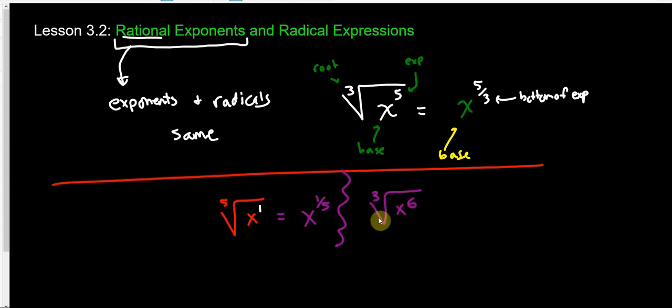Do you remember last lesson when I had you do things like the cube root of x to the 6th, and I told you it's just going to divide 6 by 3 and be x squared? That's why. If I rewrite this, keeping my base the same, the exponent on top, and the root comes to the bottom, 6 divided by 3 is 2.